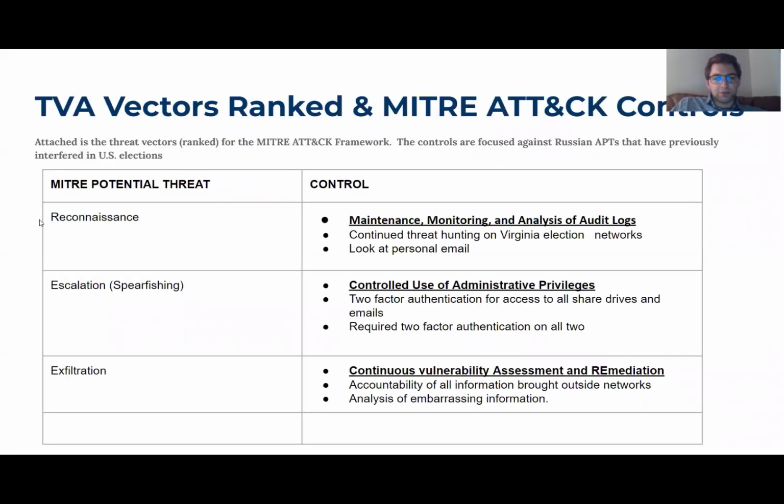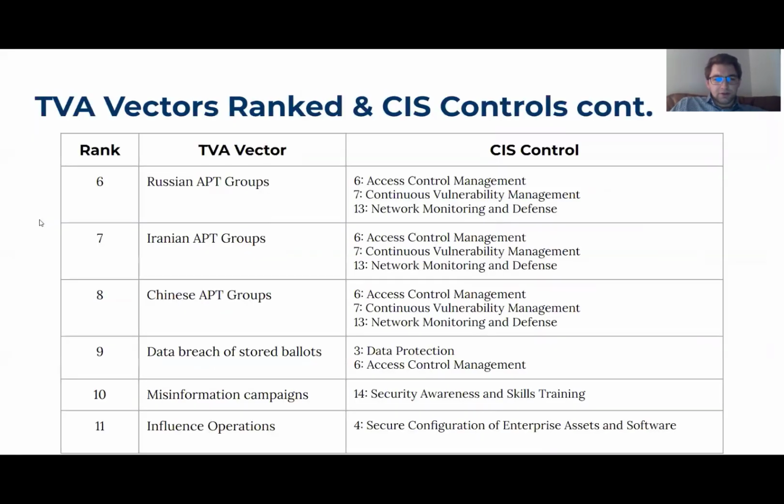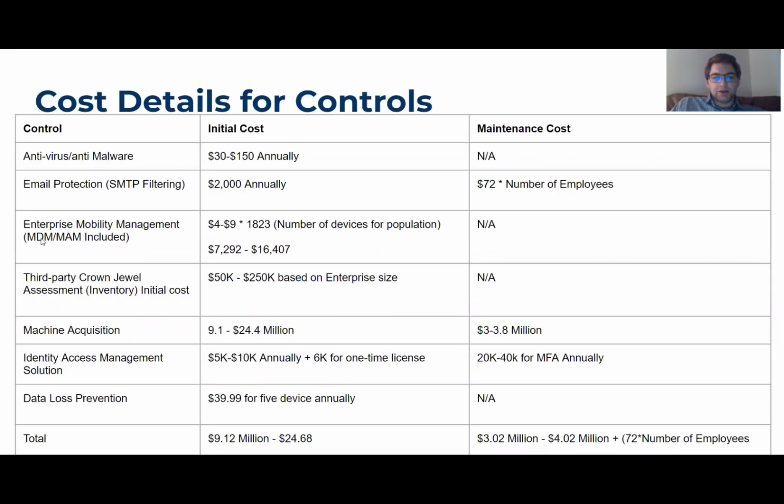The third control will be implementing enterprise mobility management, which will also include mobile device management and mobile application management as well. That will happen at the actual device level. So given the population of about 750,000 individuals, there'll be 18,000 devices that are needed.